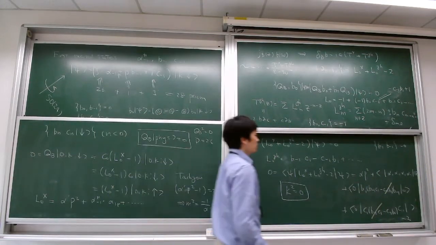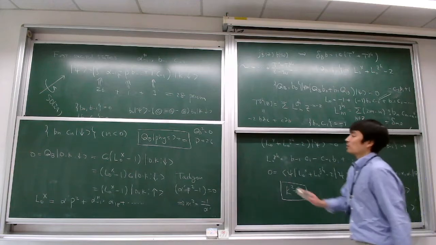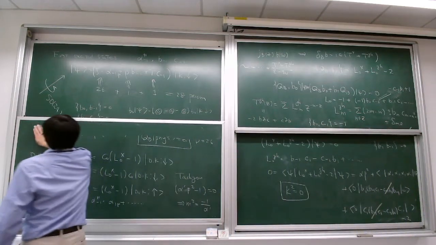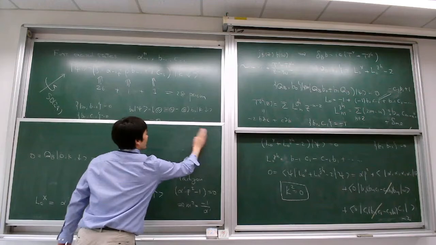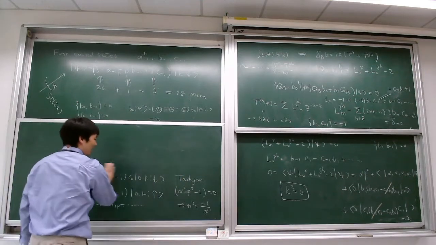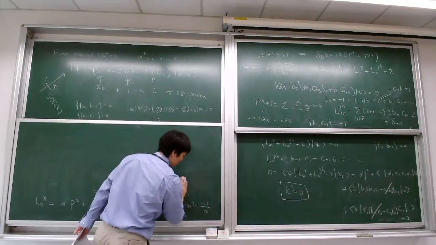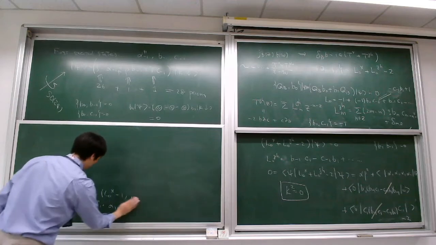So when I wrote down this lecture note, I should have done this computation. I think I have done it. I already forgot. It's 4 years ago. I have written that lecture note.